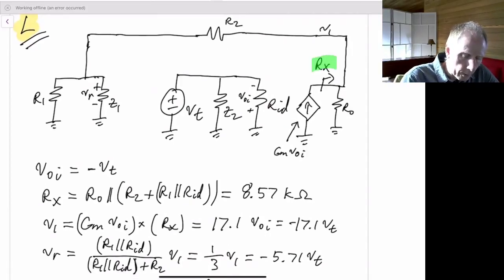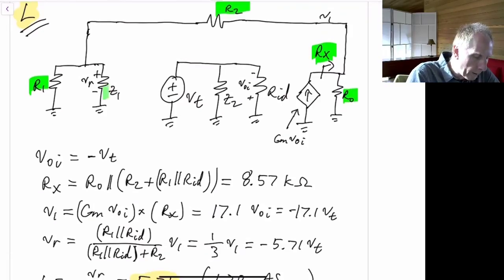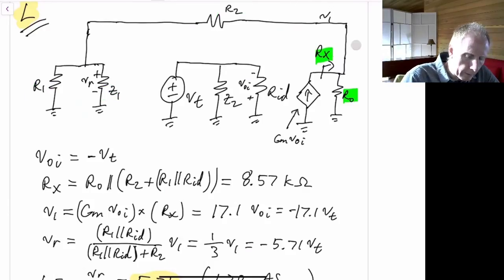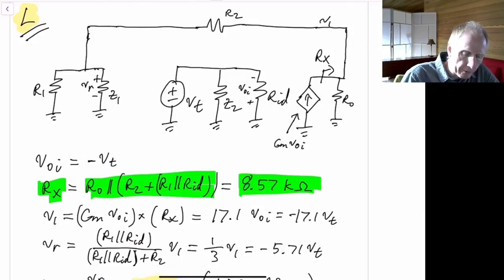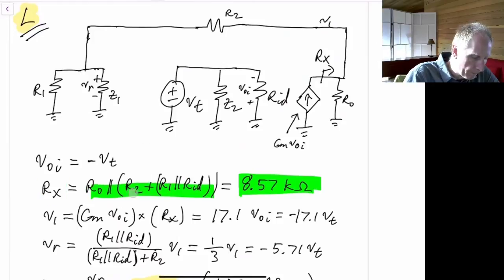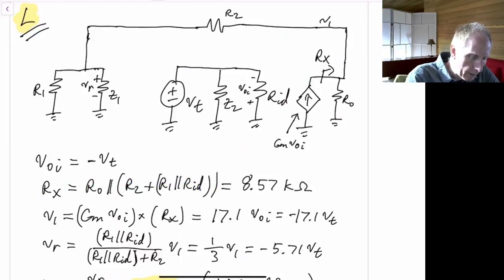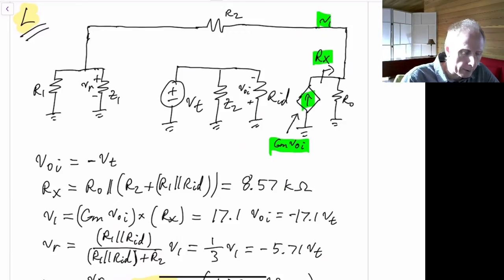We're also going to need this resistance here. That's just going to be R0 in parallel with R2 in series with R1 in parallel with Z1. So we can write all this out here, and we have that R sub X is what I just mentioned. That works out to be 8.5 kiloohms in this case. Now the voltage V sub 1 will be this current here, which is GM times VOI, times RX, the impedance we see at that node to ground.